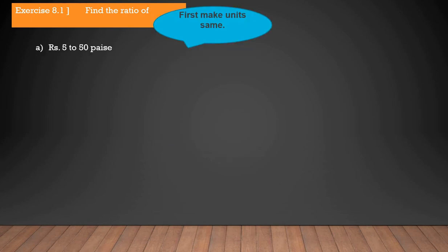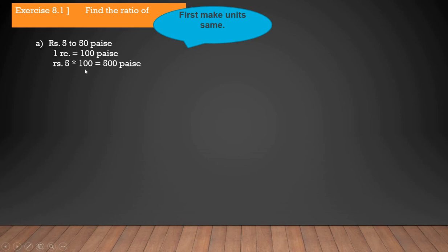First sum is rupees 5 to 50 paisa. You can see here 5 is in the rupees unit and 50 is in the paisa unit. So before solving we have to first make the unit same. To make it same, we'll convert rupees to paisa. 1 rupee is equal to 100 paisa, that we all know. So now 5 rupees will become what? 5 into 100, that is 500 paisa.